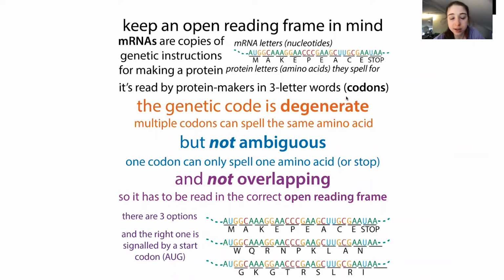So there's degeneracy in that multiple codons can spell the same amino acid, but there's no ambiguity. One codon will only ever spell 1 amino acid. And they're non-overlapping. The correct open reading frame, telling them where to start, is signified by the start codon, AUG, which if it occurs elsewhere in the protein, after the start codon, will spell methionine.